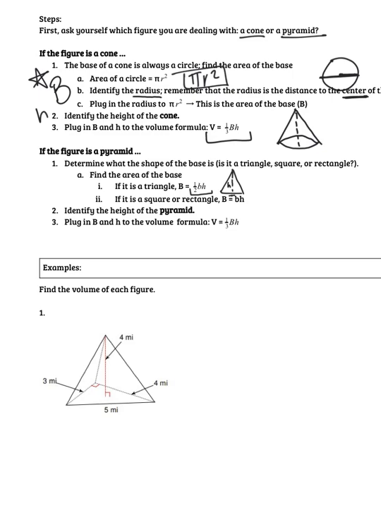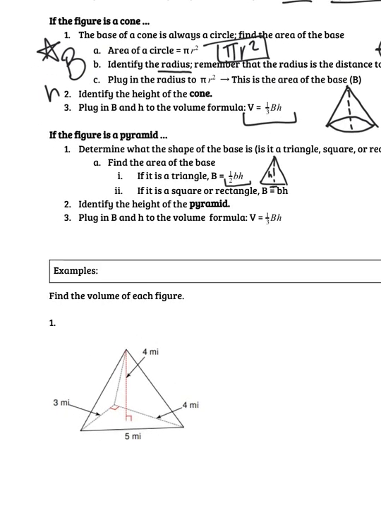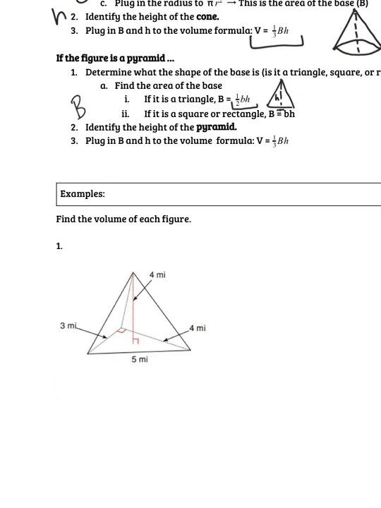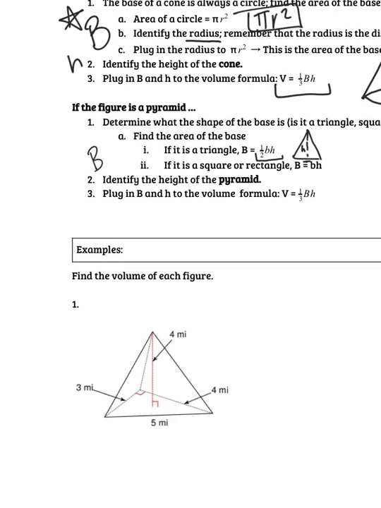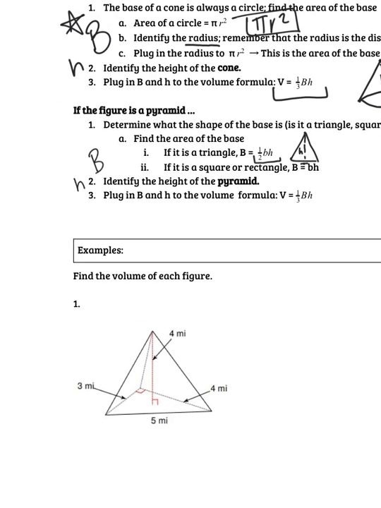If it's a square or a rectangle, it's even easier. You just don't have to worry about the 1/2. You're just going to multiply the base and the height. Next, same idea. We're going to find the height of the pyramid. You can see in this example down here, it's that line that's outlined in red. So it'll be obvious which one is the height, which is nice. Then we're going to plug in B and H to our formula and we're done.